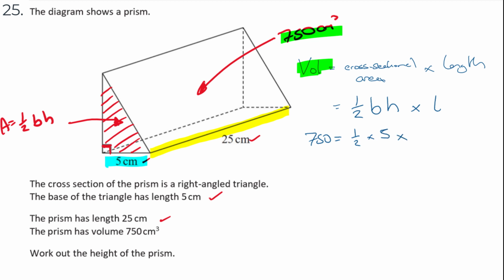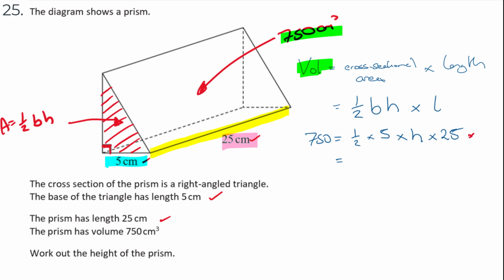Height, I don't know. Height is the one I'm trying to find. I'm just going to leave in h for now. And L I do know. L is the length, isn't it? So the length is 25. Now I want to make h the subject. I want to solve for h, so I want to get h by itself. Now I've got that pesky half in there.